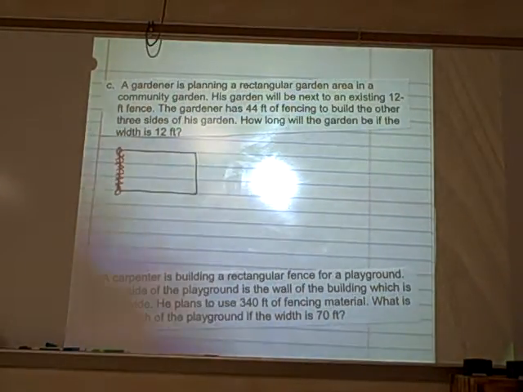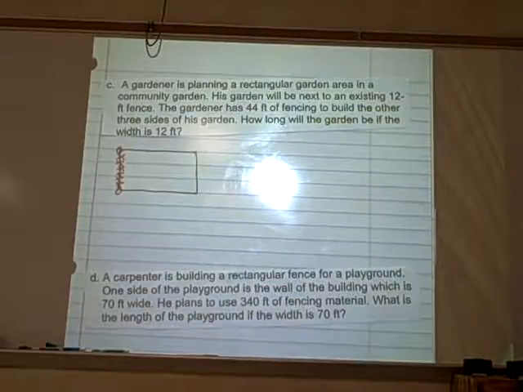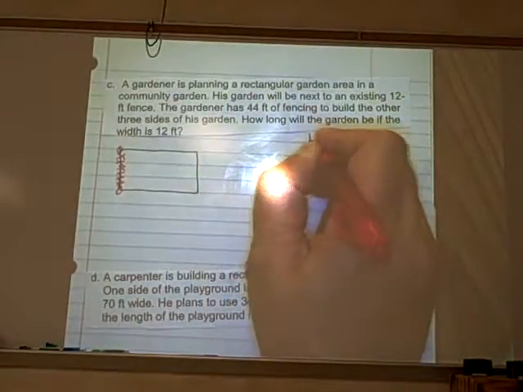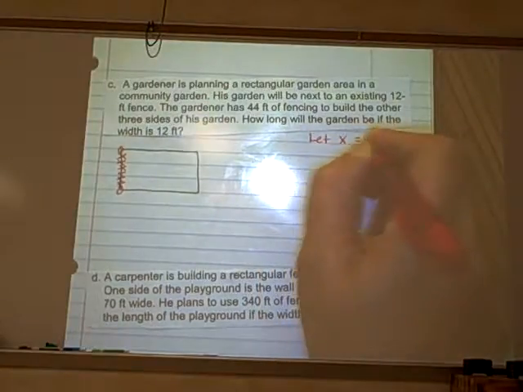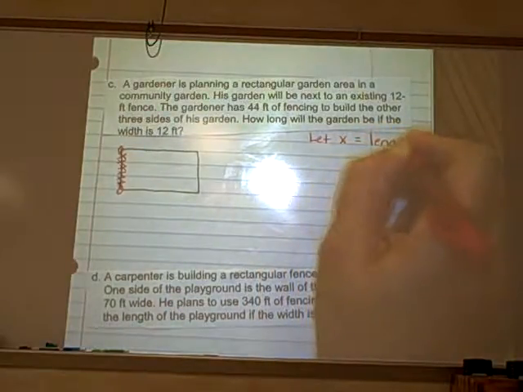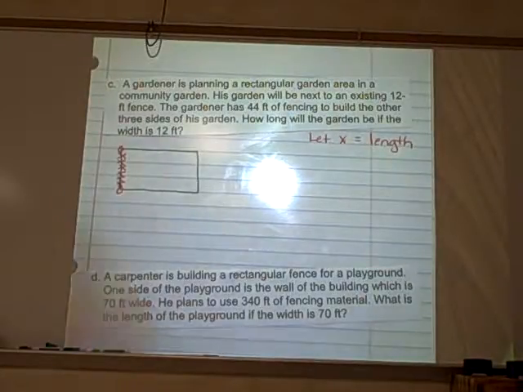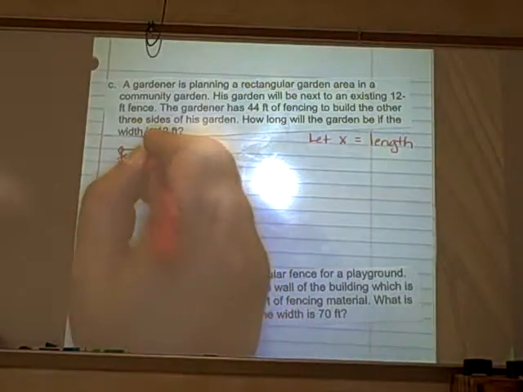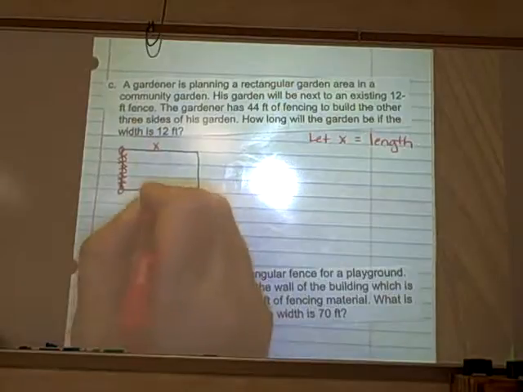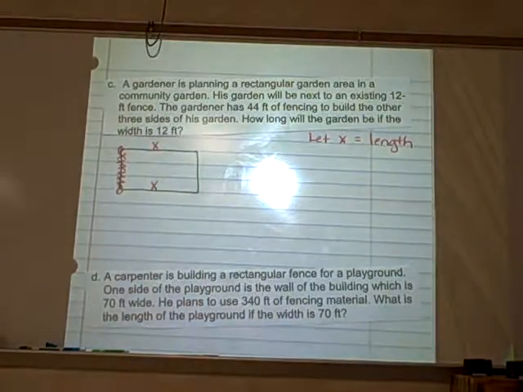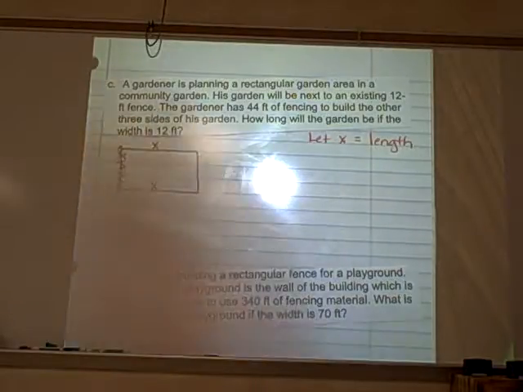What is it asking me to find? How long it is, so length. So what is X going to represent? Let X equal the length of the garden. Good. So if I'm labeling my little garden area, I can put X here because this is length, and I can put X here because this is length, right? How wide is it? Did it tell me that? 12 foot.